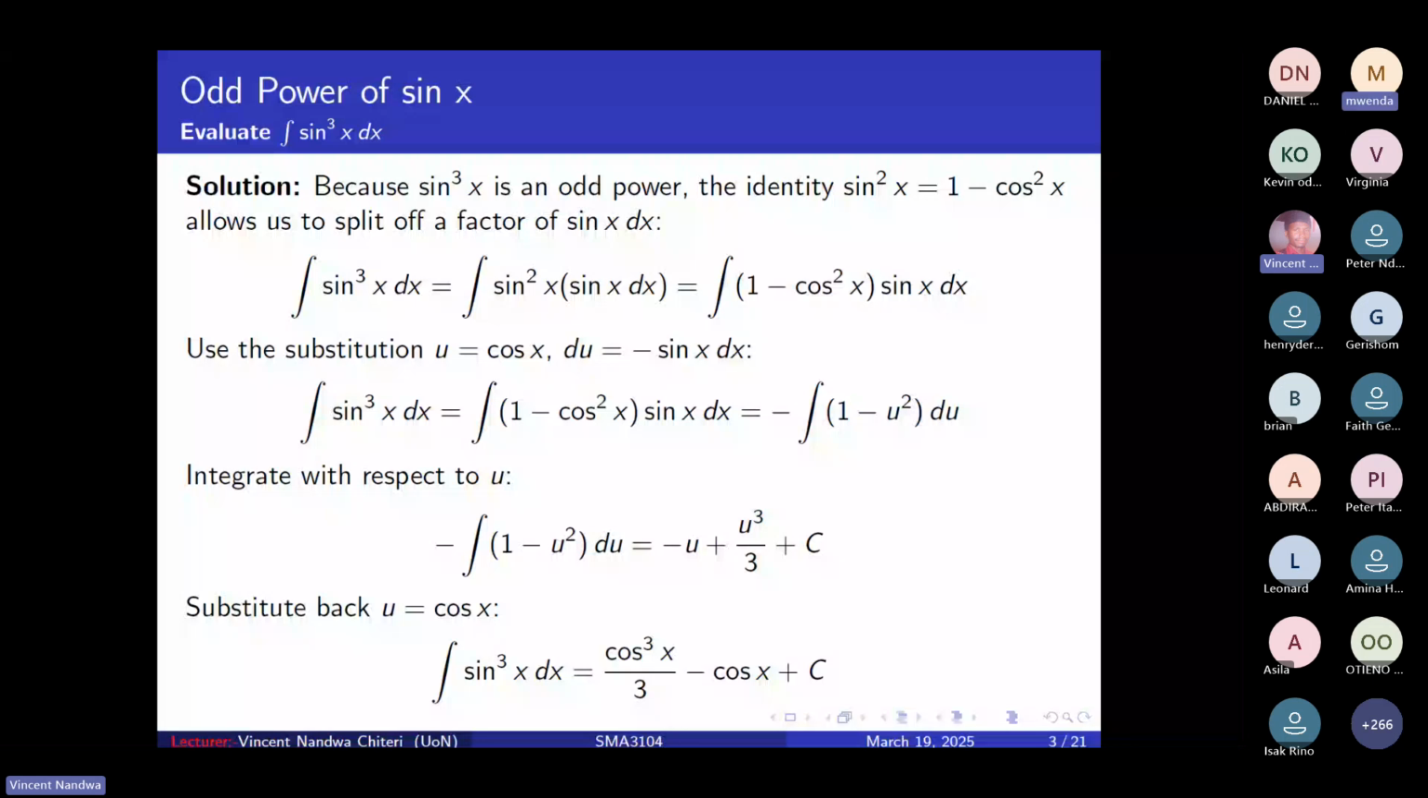So now, that's what we are doing here: sine power 3 is the same as sine squared times sine, then dx. And you recall that sine squared x plus cos squared x is given by 1. It's a very famous identity in trigonometry right from high school. Which means that where we have sine squared, you are allowed to replace it by 1 minus cos squared x. So this is what I've done here.